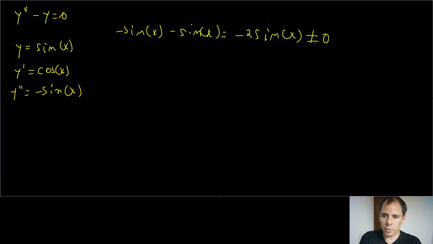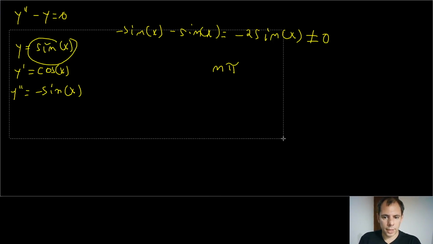This is not always 0. I mean, it's just going to be 0 when x is like n pi, okay? And n can be an integer. So for example, 0 pi, 1 pi, 2 pi, 3 pi, all these are going to be equal to 0, but is minus 2 sine of x always going to be equal to 0 for any x? No. So this equation here does not satisfy this differential equation. So let's try again.